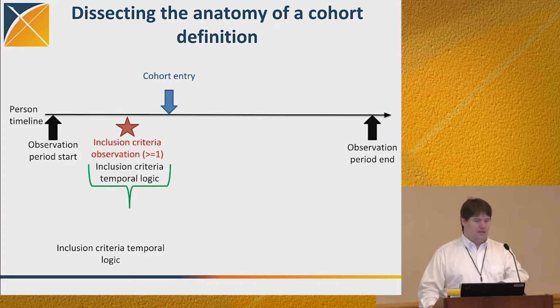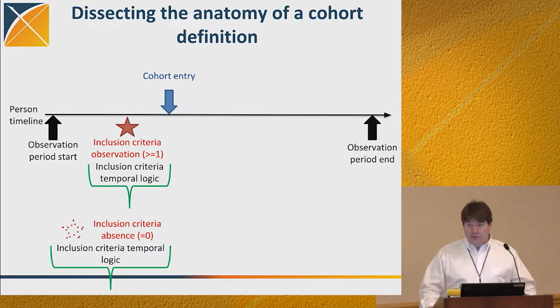So in this case, we're looking prior to the start date of the cohort entry, and something had to exist. An inclusion criterion would mean we found at least one observation of some criteria. That's what we would say is the inclusion rule.